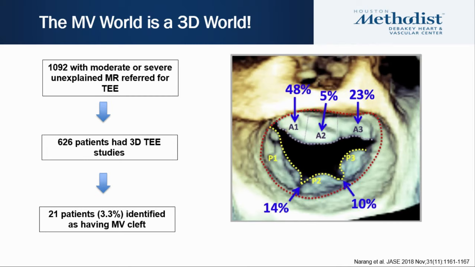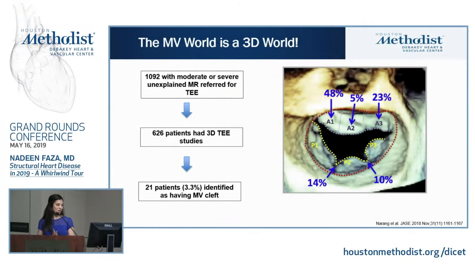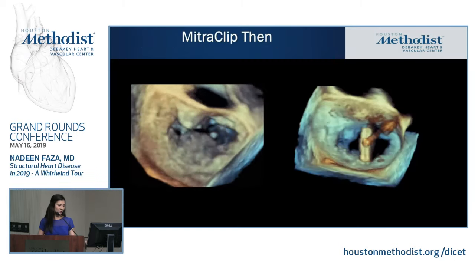And this was demonstrated by a recent paper published in JASE, where about 1,000 patients with moderate or severe unexplained MR were referred for TEE. Out of these patients, about 600 had 3D studies, and out of these, about 3% of patients were identified as having mitral valve clefts, most commonly in the anterior leaflet, specifically in A1. So it's very important, when performing a TEE study to evaluate mitral valve pathology, 3D is key in identifying the cause of regurgitation.